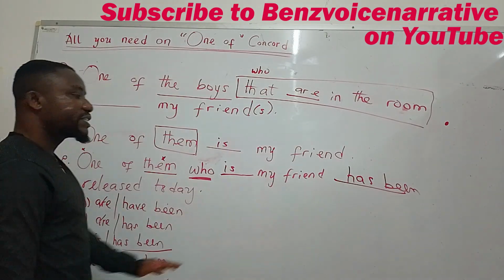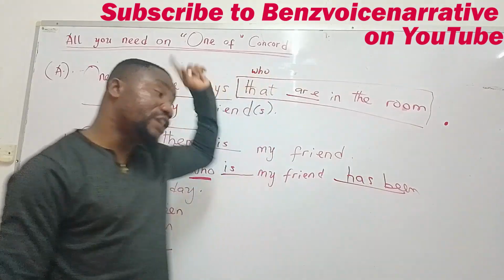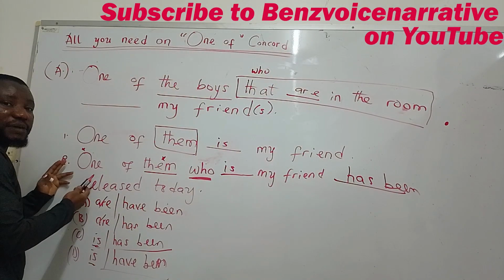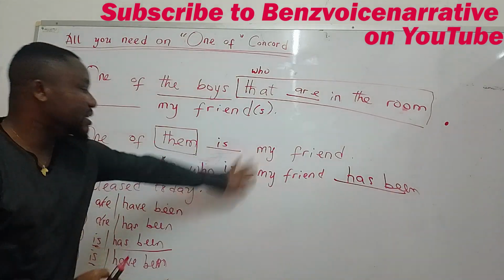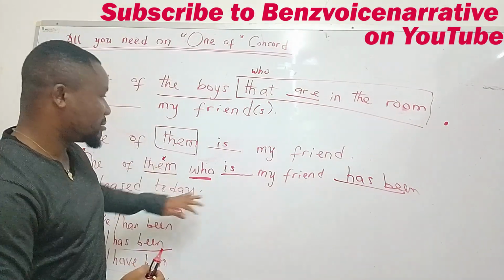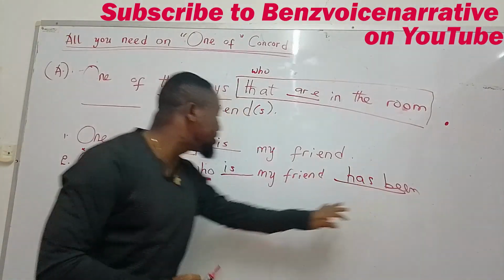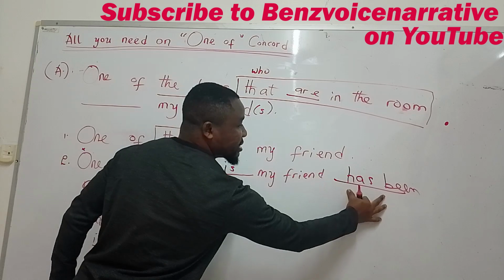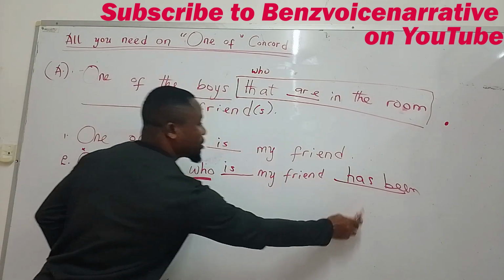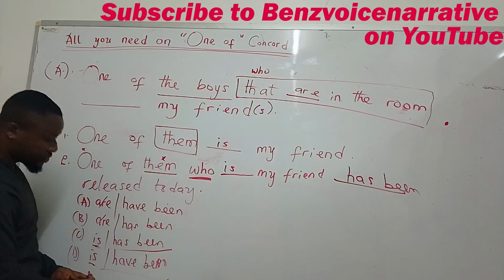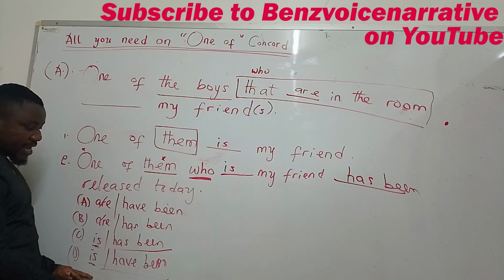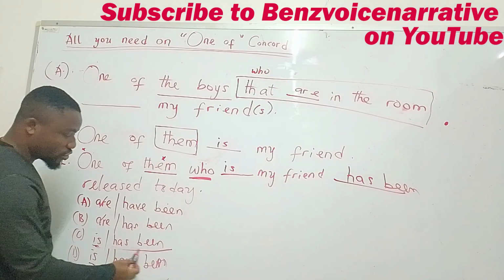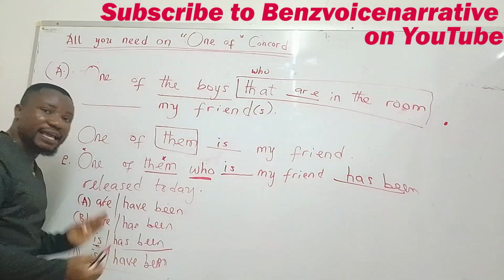No. For the second verb, for the V2, remember, the V2 is always controlled by the number at the beginning. So one of them, let's leave this out. One of them, who is my friend, has been released today. The reason this is "has" is because the second verb always goes back to the number, and the number at the beginning is one. One is a singular pronoun, and that has a lot to do with "been", because "has been" is a singular verb.